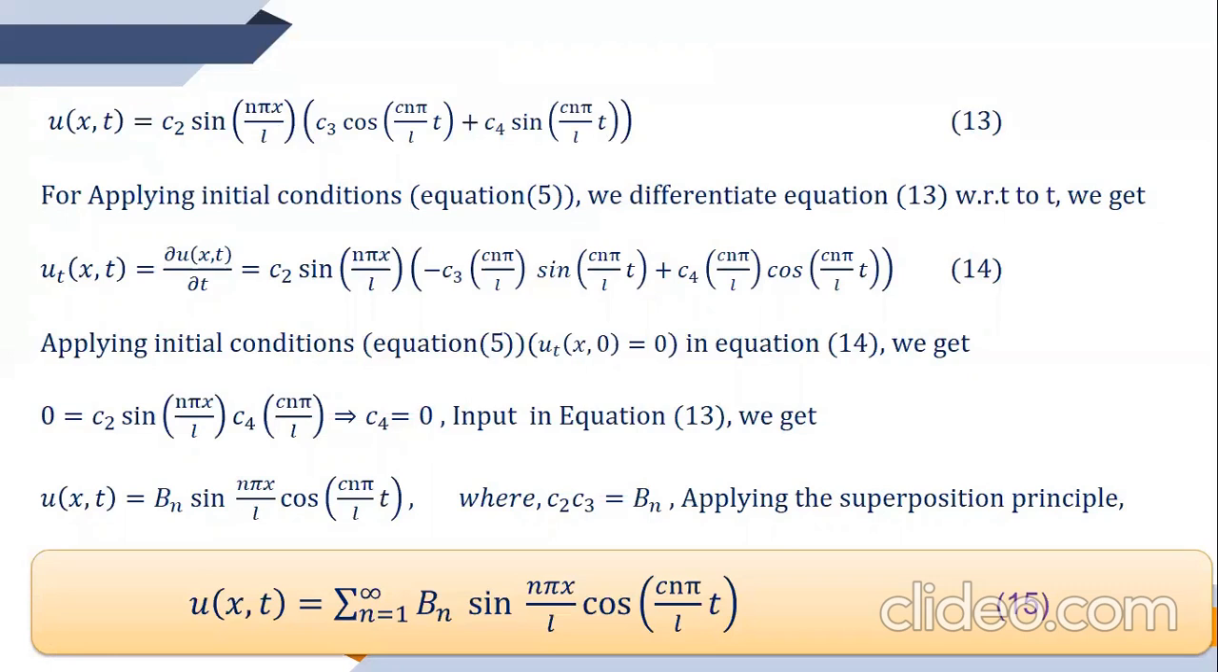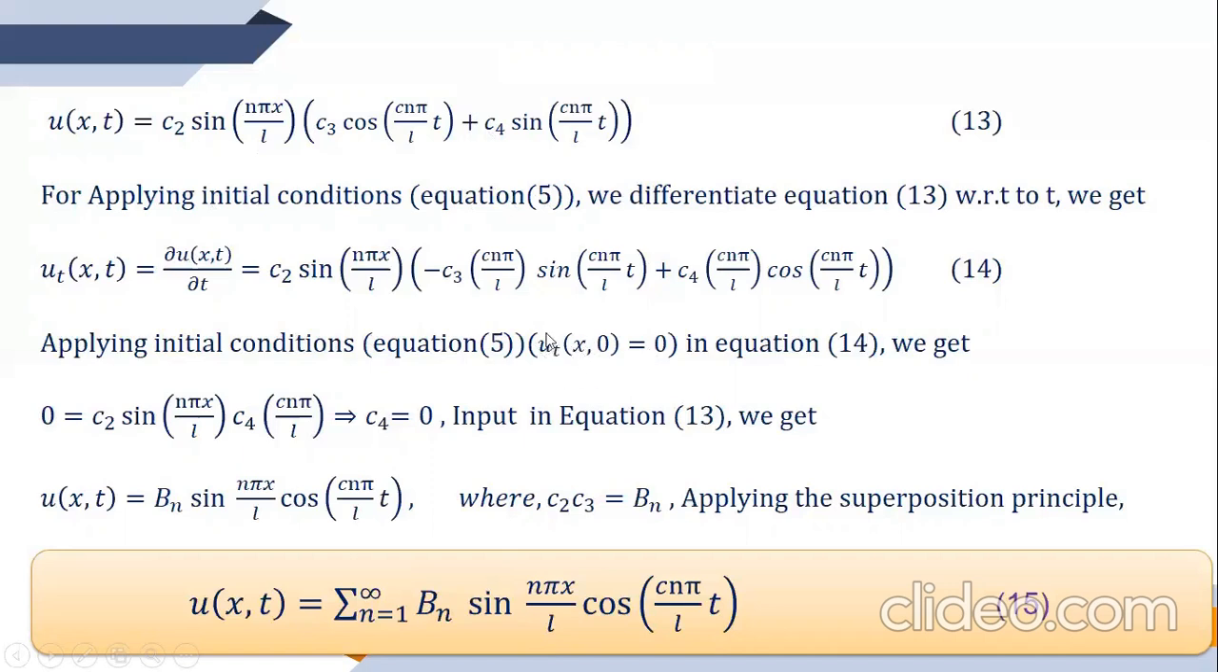Now in equation 13, we are applying the initial condition, equation 5. Equation 5 is the initial condition for the initial velocity, and the initial velocity equation is u_t(x,0) is 0.